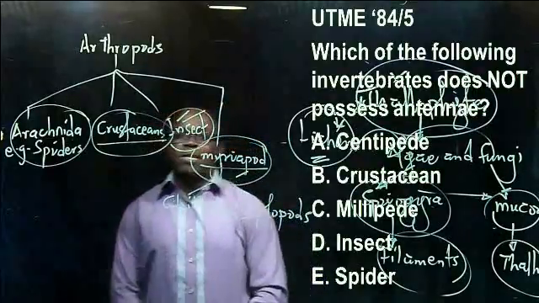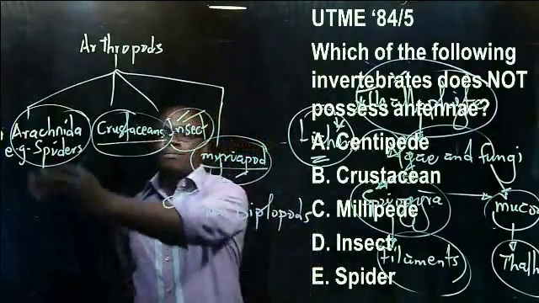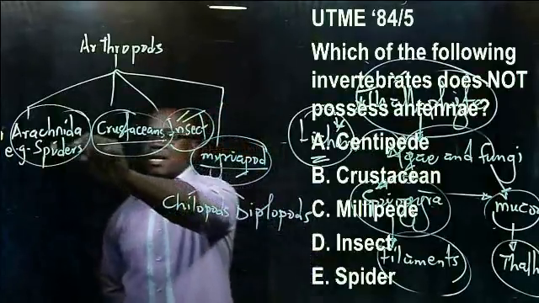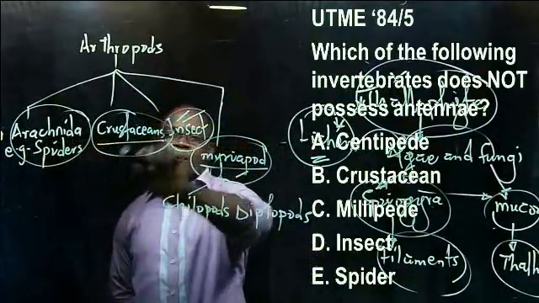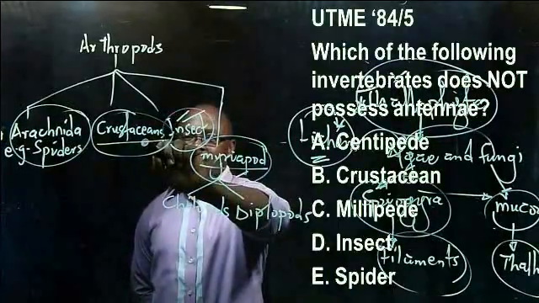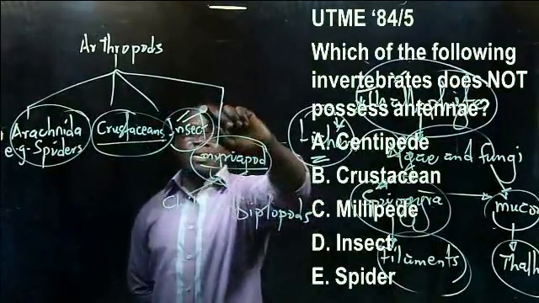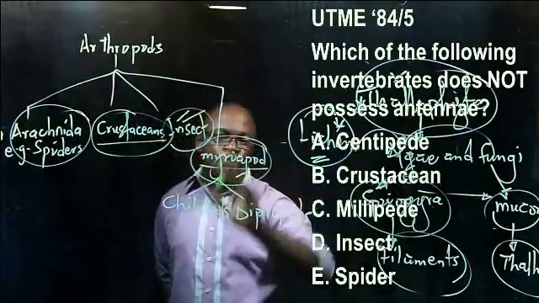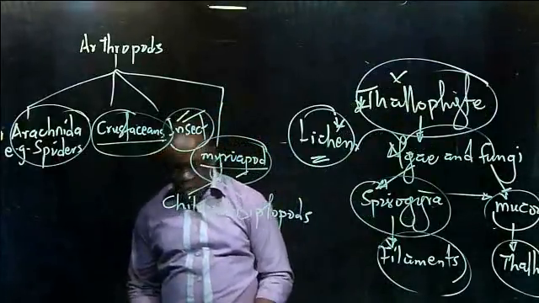So in terms of using antenna to differentiate between the various classes of arthropods, understand that the arachnids lack antenna. The crustaceans have 2 pairs of antenna, which means they have 4 antenna. The insects and the myriapods have a pair of antenna, which means they have 2 antenna. So our answer is option E, spiders.